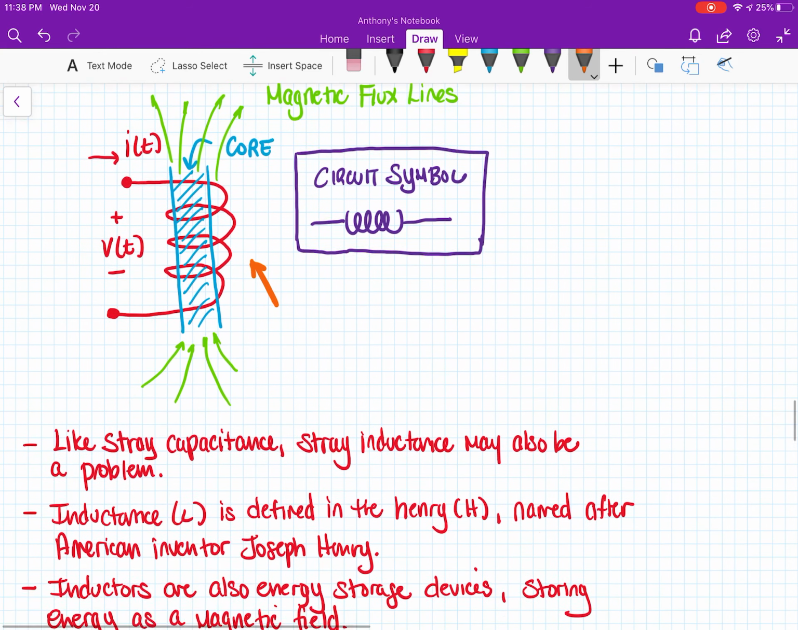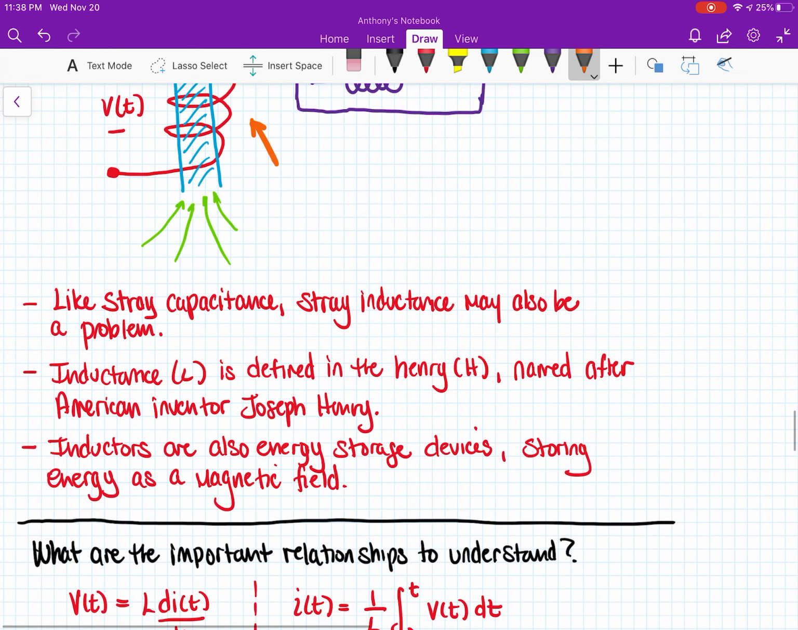an inductor works. Like stray capacitance, which we talked about before, there can be stray inductances in a circuit. They can also be problematic, and that can be a result of any time where current flows and generates some sort of significant magnetic field. Inductance, which is normally denoted by the letter L, is defined in the Henry, named after American inventor Joseph Henry. Inductors, like I said before, are also an energy storage device, and they store energy as a magnetic field.